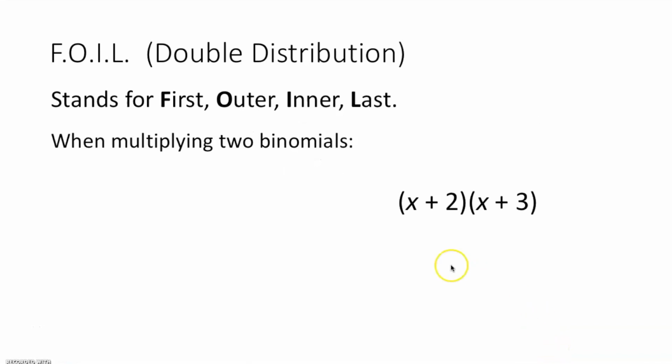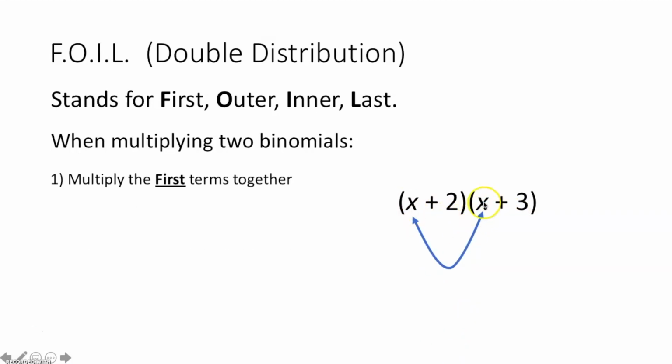Yeah, the first thing we're going to talk about is foiling. F.O.I.L. stands for first, outer, inner, last. Some of you have probably heard this before, but this is how you are going to multiply two binomials together. When multiplying two binomials, you're going to multiply the first terms together.